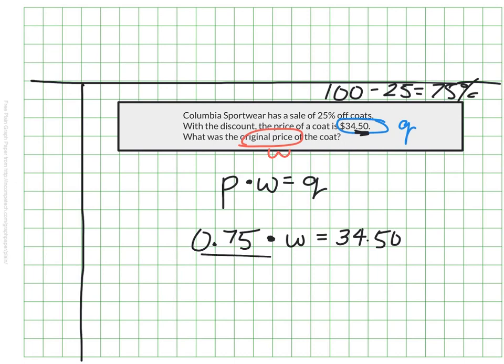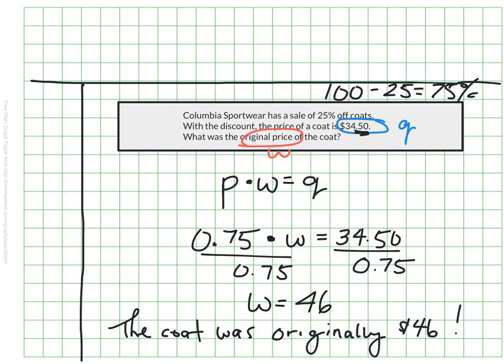So from there, we're just going to do the same thing where we divide on both sides to get that variable by itself. And when we do that, I'm doing it on a separate piece of paper here. When we do that, we end up with our whole being 46. So that's kind of a tricky version of this where you have to think, wait, do I know 25% is the $34.50 or is that the 75% that I still paid? So you kind of have to think about that one.